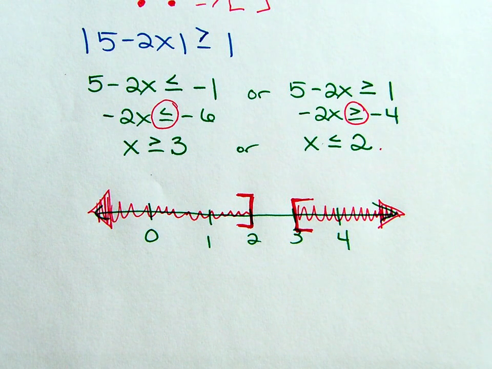So really, all we're doing is eliminating all the numbers between 2 and 3, which you're like, well, that's not very many, but there's actually infinitely many numbers between 2 and 3 that we just eliminated as not solutions to this inequality. Questions?